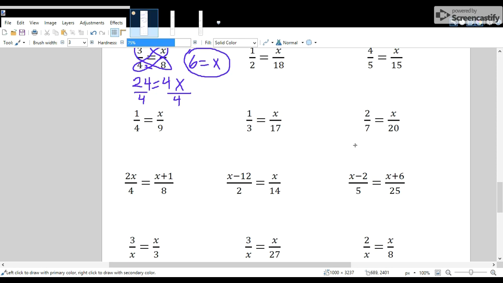Let's look at another one. Let's do the 2/7 equals x over 20. So first thing, we cross multiply. 2 times 20 is 40. 7 times x is 7x. To get x, we divide both sides by 7. So x equals 40/7.